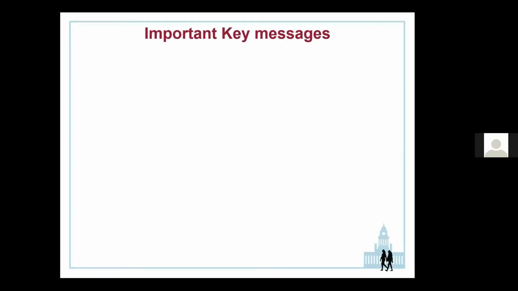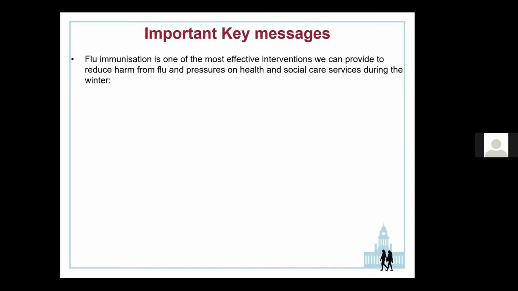The key messages, therefore, in terms of flu for this winter season is to ensure that you and others around you who are eligible for the flu vaccination receive it, as this is one of the most effective interventions that can be provided to reduce the risk of harm and reduce pressure on the health and social care networks during the winter. It is important to increase flu vaccination uptake across all year groups this year.